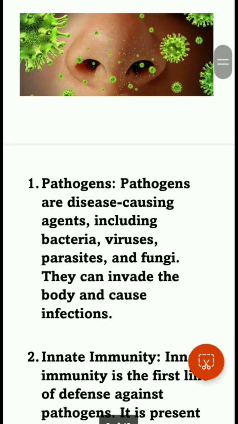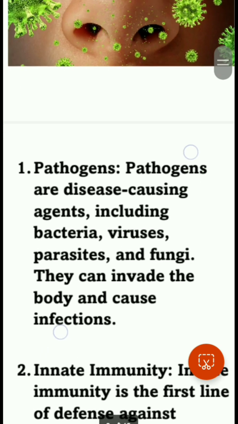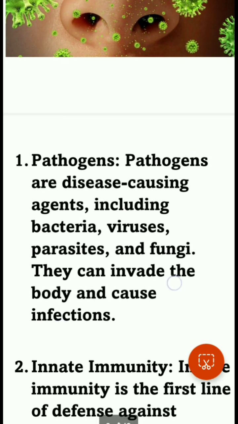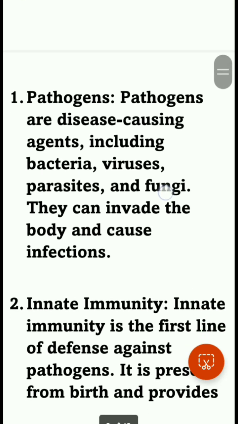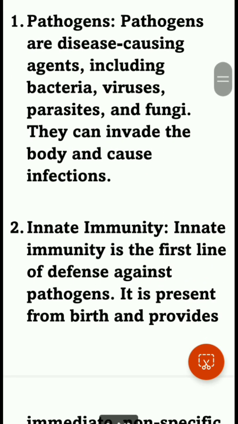The first one is pathogens. Pathogens are disease causing agents including bacteria, viruses, parasites and fungi. Pathogens is simple, it is a disease causing agent and it includes bacteria, virus, parasite, fungi. They can invade the body and cause infections. Understood? And next, there are two types of immunity.